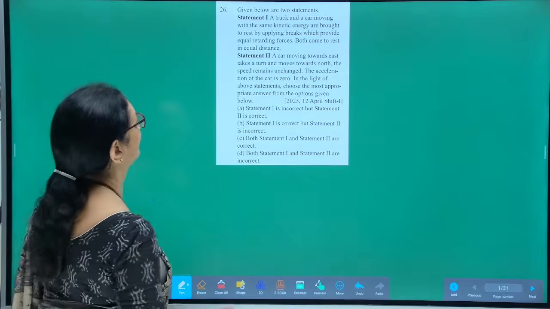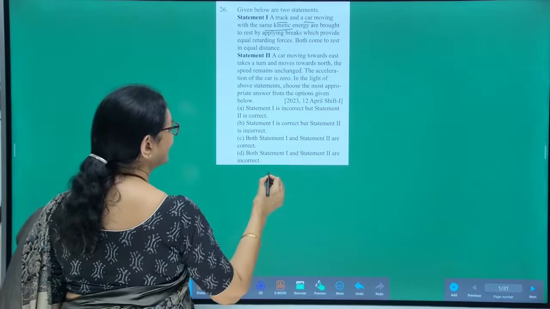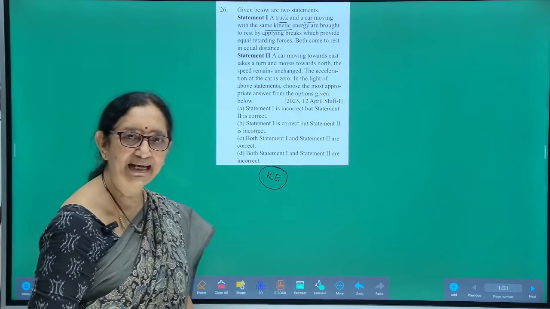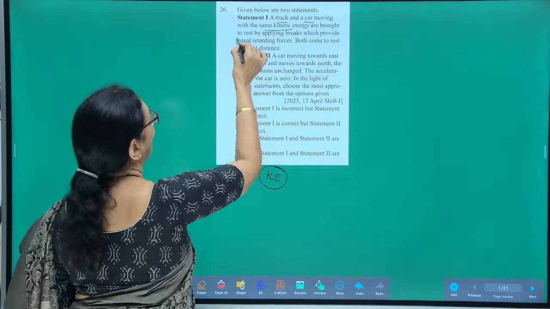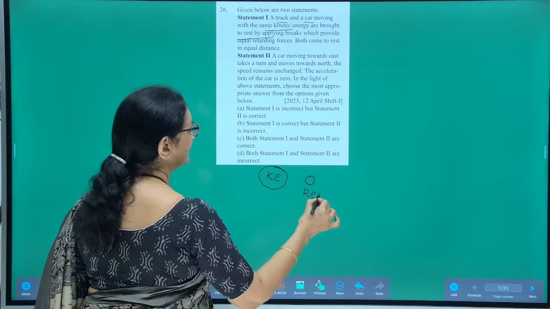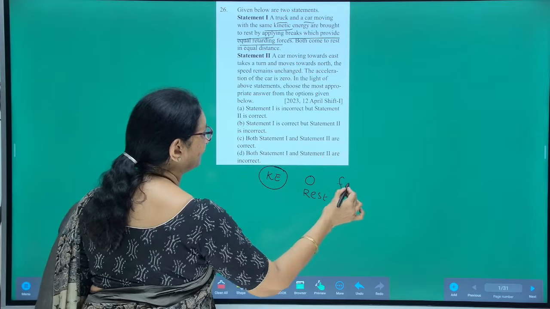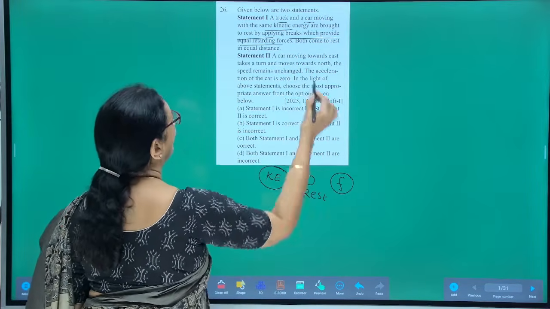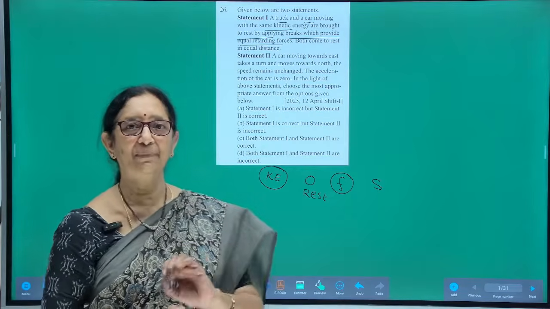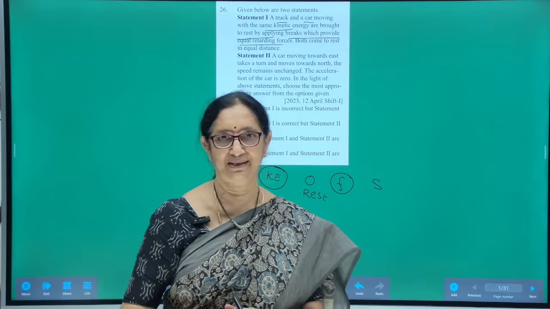Look into this question. There is a statement: a truck and a car are moving with the same kinetic energy. Both the truck and the car have the same kinetic energy. They are brought to rest, so the final kinetic energy is 0, because they are brought to rest by applying brakes which provide the same retarding force. Brake force is the same. Both of them come to rest in equal distances. So he mentioned in the statement that both of them stop in the same distance, right.